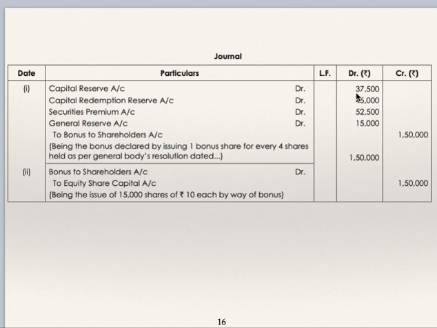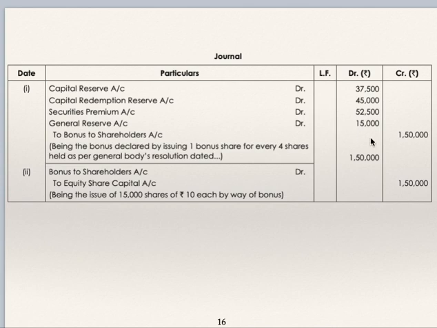Capital reserve debit 37,500, only 37,500 is available, which is received in cash. Capital redemption reserve account debit, the entire amount you can use, 45,000. Securities premium account debit 52,500. General reserve account debit 15,000, to bonus to shareholders 1,50,000, and bonus to shareholders to equity share capital. 60,000 divided by 4, 15,000 bonus shares are issued. So equity share capital would be 15,000 into 10, 1,50,000.